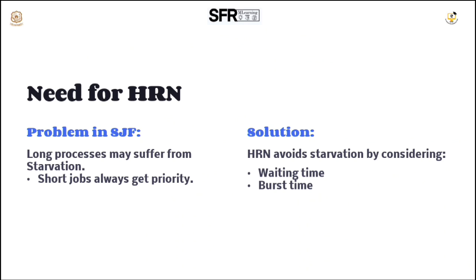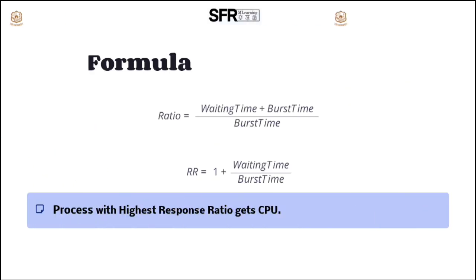Need for HRN. Problem in shortest job first: a long process may suffer from starvation, because short jobs always get priority. Solution: HRN avoids starvation by considering waiting time and burst time.